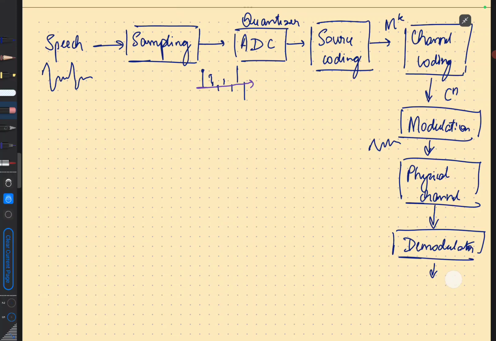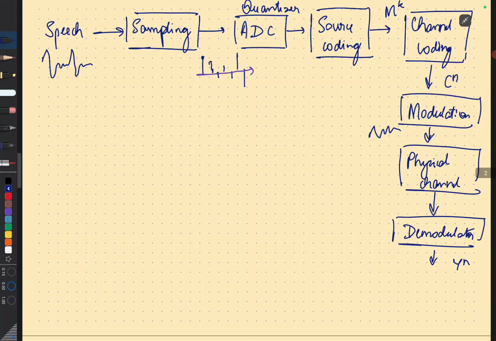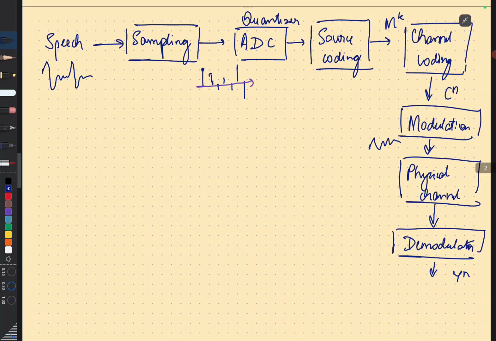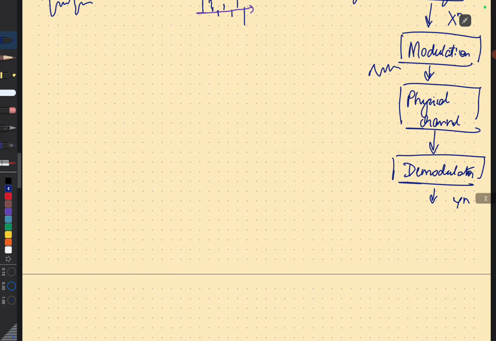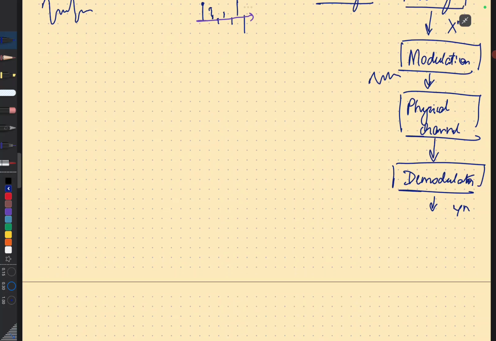Let me call this YN. All right. Just to be consistent with notation I will use later on, I'll call what is sent to the input of the modulator XN, and the output of this demodulator is going to be YN. And now this is given to the channel decoder.